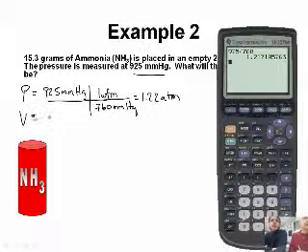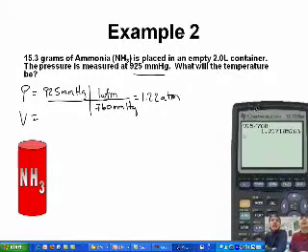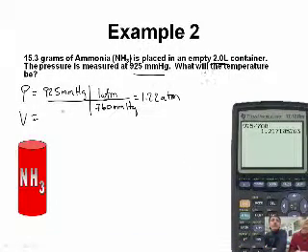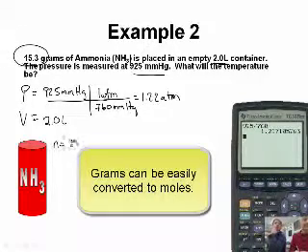V equals 2 liters. That's the unit we're happy with. PV equals nRT, so n is next. We don't have n, but we have 15.3 grams, and we can turn grams into moles quite easily.